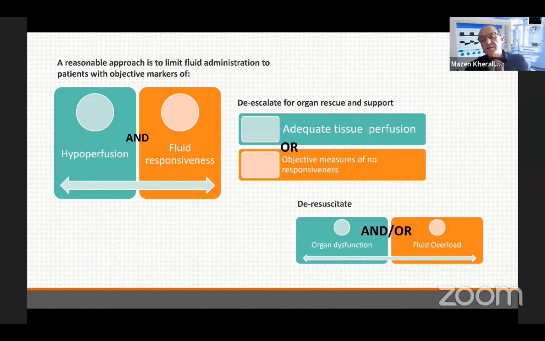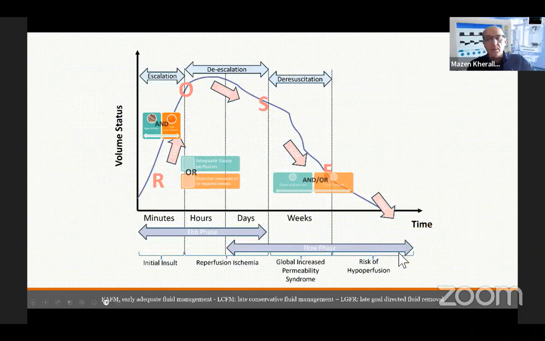And the last thing is deresuscitation. Deresuscitation would mean that you need to have organ dysfunction, number one, and fluid overload assessed by your objective measures. Or if you have fluid overload alone. Okay? So it's either in combination or alone. And I'm going to put this on the last slide here. So if you put it all together now, you can see in the resuscitation or the escalation phase, I need to have hypoperfusion evidence and fluid responsiveness evidence.